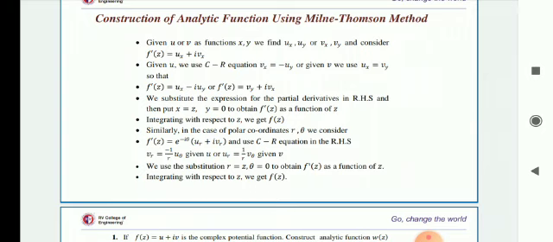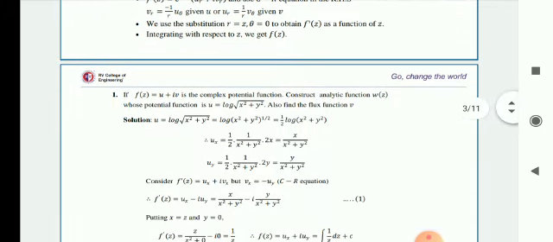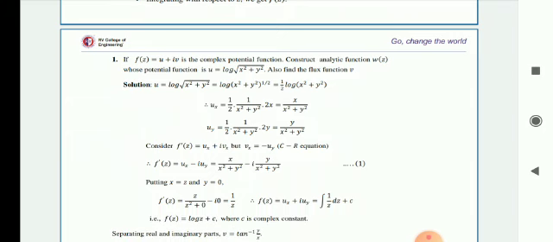By that, we can easily separate the real and imaginary parts, and we can identify the real part and confirm that it matches the given problem, and similarly the imaginary part can be obtained. For example, if f of z equals u plus iv is the complex potential function, construct the analytic function w of z or f of z, whose potential function, which is the real part u, equals log of square root of x square plus y square. And they also ask you to find the flux function v.